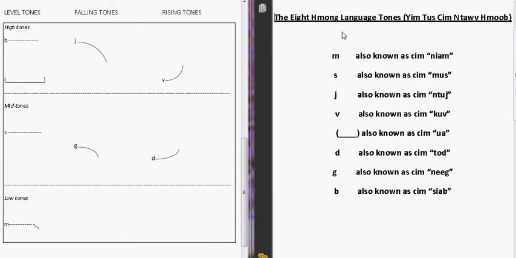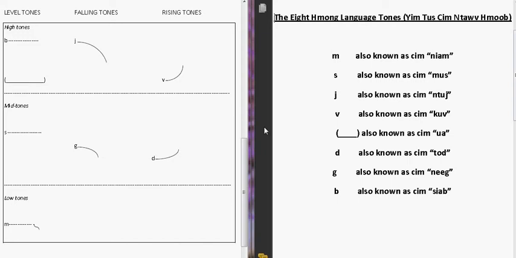The 8 tones are also known in Hmong as ji, which means tones. There are 8 tones. Some people will say there are 9, but for the most part, these are the 8 that are most widely used in the Hmong language. I'm going to teach you how I learned how to write Hmong using this method here that I'm going to share with you, and then I'll move to the left-hand side.